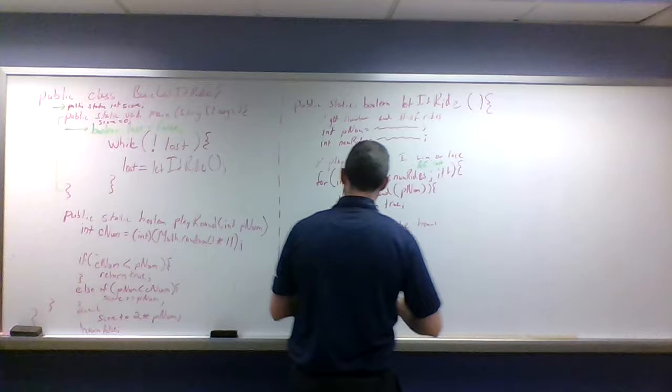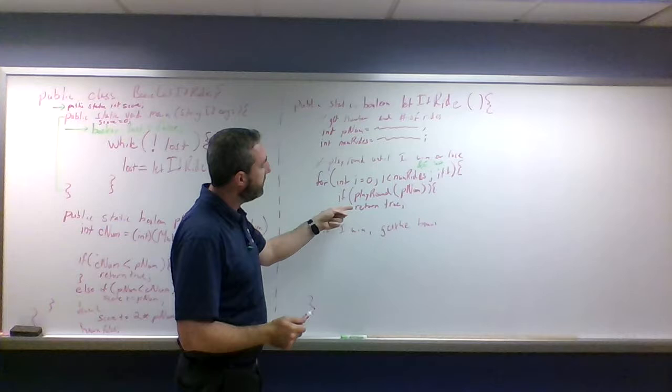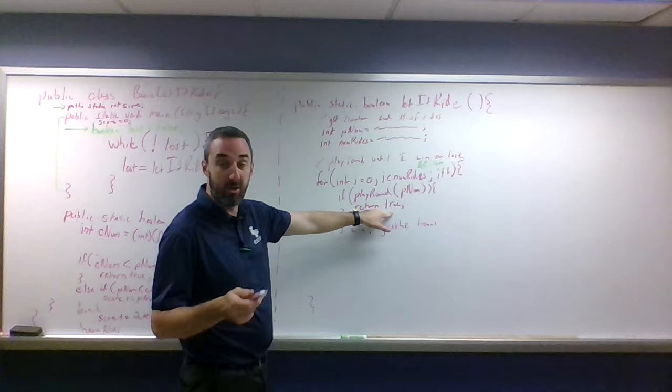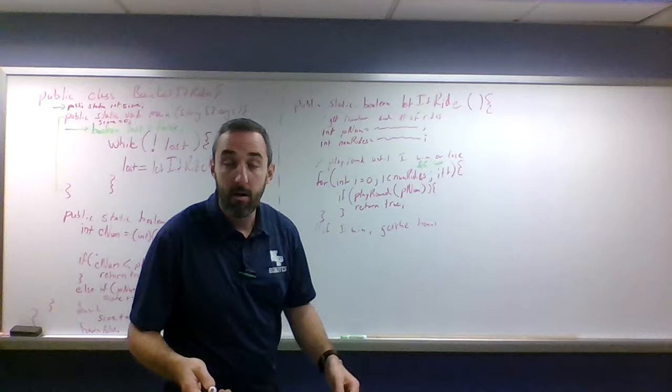Now, what does it mean if I get through this for loop? It means that I've played all my rounds and I never returned. So if this line is saying I lost, return true, I lost, then not returning means I won. I got through the whole Let It Ride.